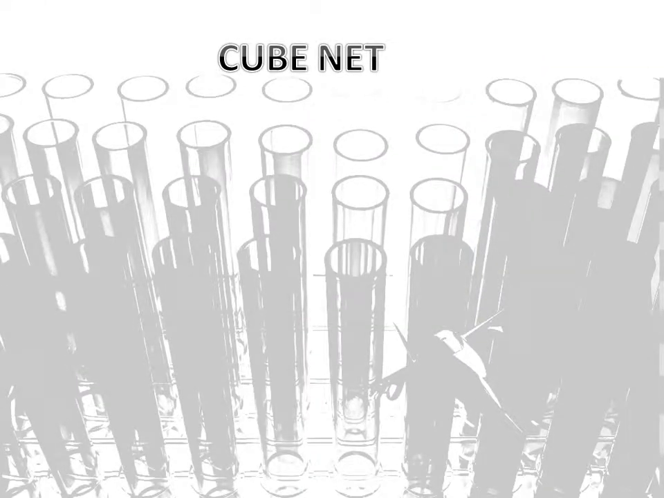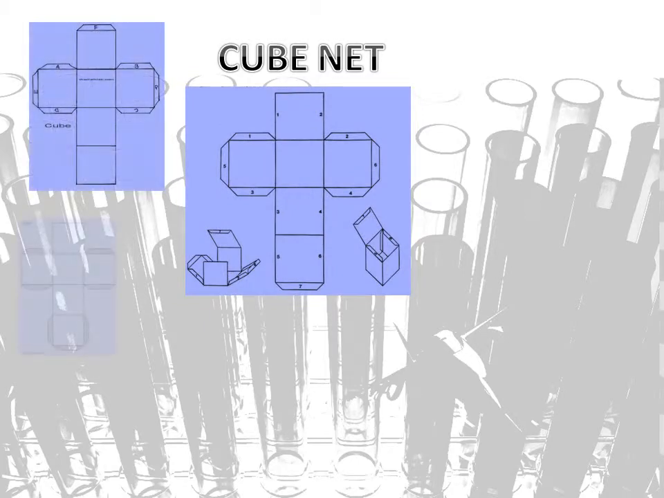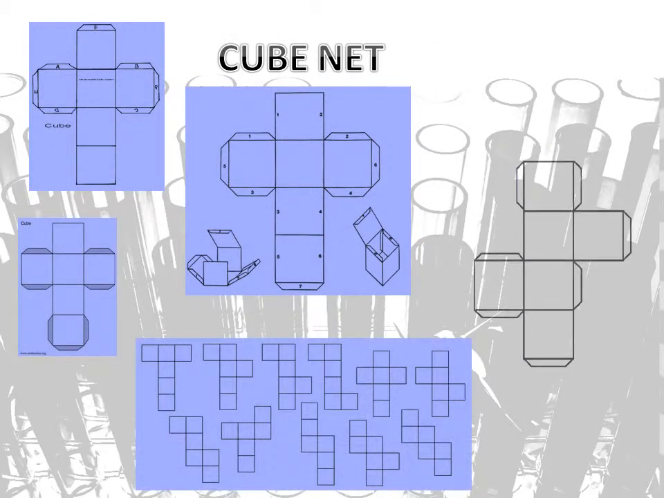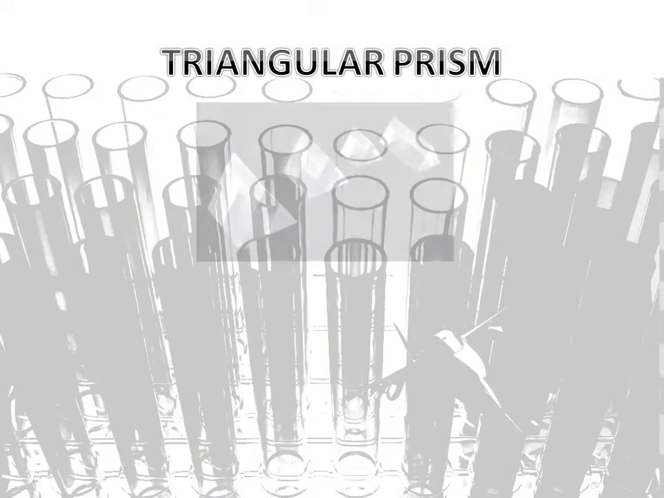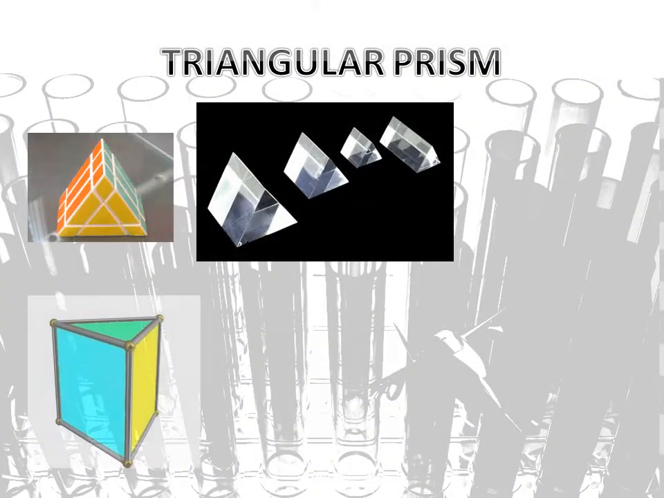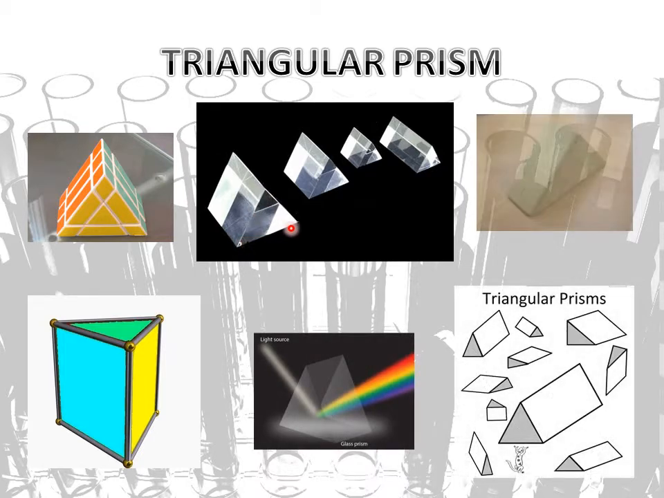To build a cube, you will need a net. Here are some examples of nets for cubes. A triangular prism is a prism that has a triangular base with rectangular sides.